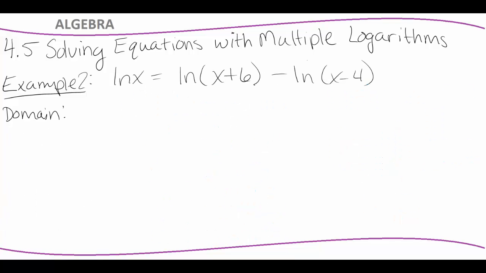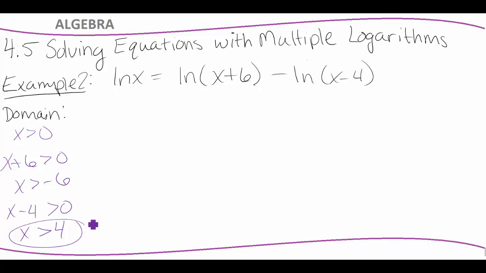Now we have a second example. We have natural log of x equals natural log of x plus 6 minus natural log of x minus 4. So we're going to talk about the domain again. So we know that everything inside the natural log has to be greater than 0. So we're going to have x has to be greater than 0, and we're going to have x plus 6 has to be greater than 0, which is x has to be greater than -6. And we're going to have x minus 4 has to be greater than 0, which is x has to be greater than 4. So we know that the domain of the variable here is x has to be greater than 4 for any solutions.